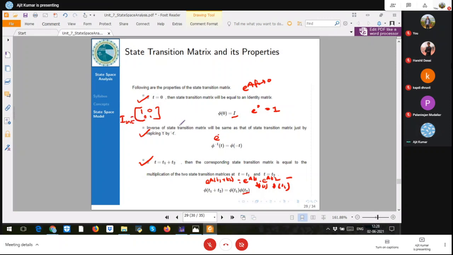Now the inverse of the state transition matrix will be the same if you replace t by minus t. So inverse of phi t, or inverse of state transition matrix, is nothing but phi of minus t. This is again coming from linear algebra or matrix understanding. And for t equals t1 plus t2, I have shown you e to the power A(t1 plus t2). You can also write like that. So essentially your phi of t1 plus t2 will become phi t1 times phi t2.